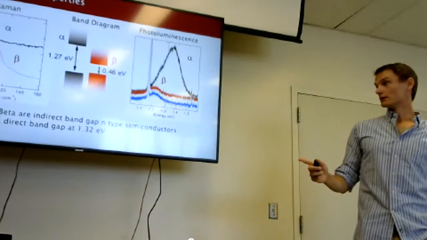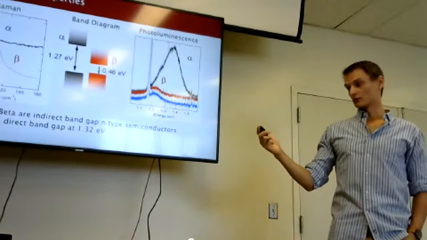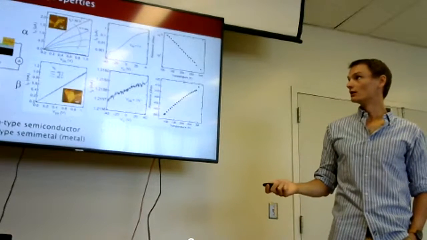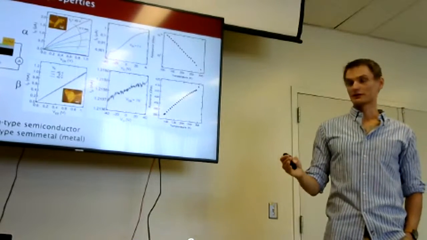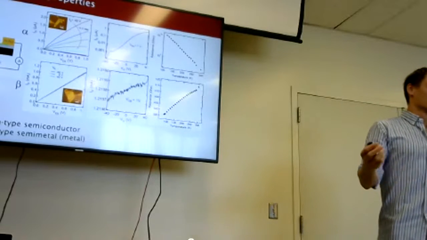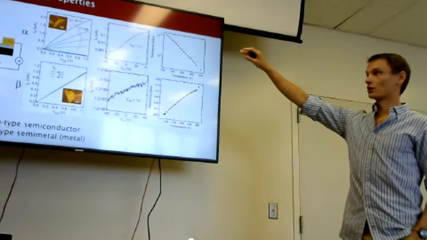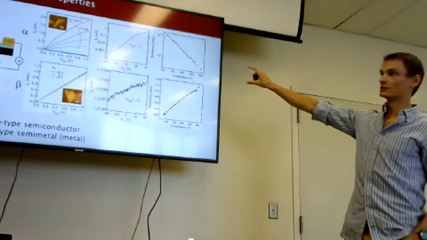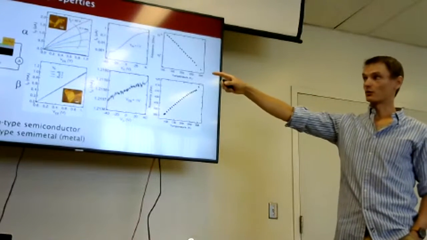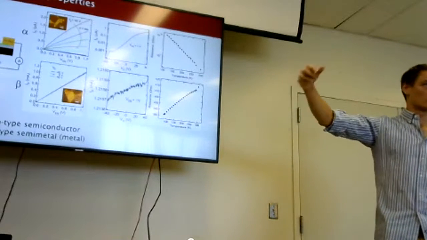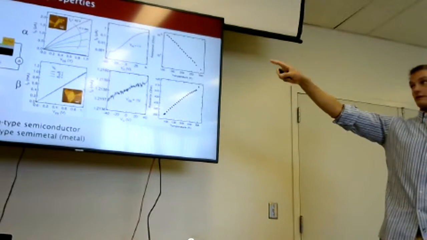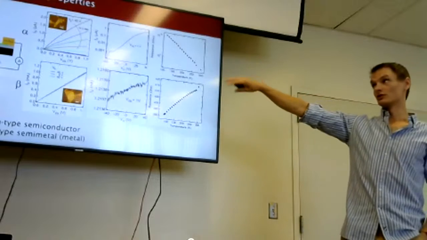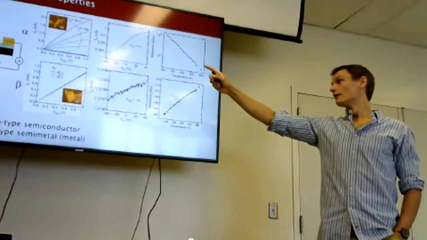Now, this is the optical properties, but let's look at the electrical properties. And this is where we really see the difference between alpha and beta phase. Okay, these are all the same chart. They're all the same measurement within a column, and across the rows is for alpha phase and beta phase. And on the far right is the circuit diagram where all of these came from. In the first column is images of the devices that these were taken on.